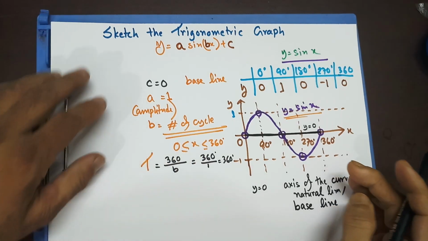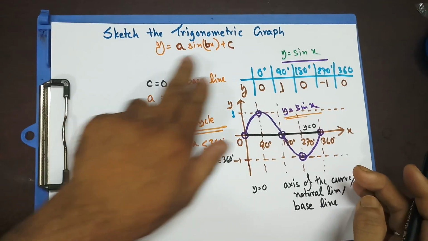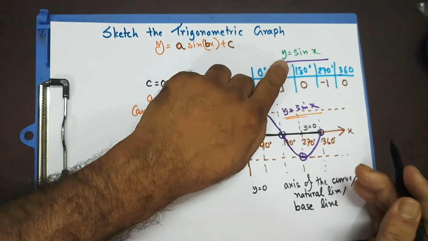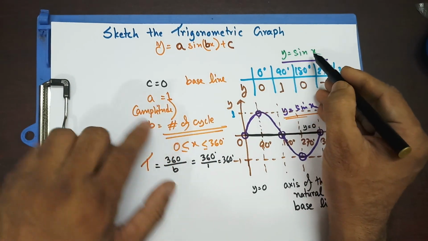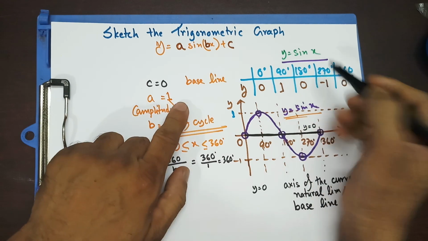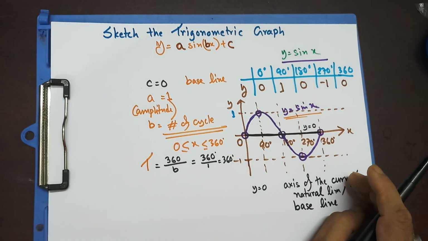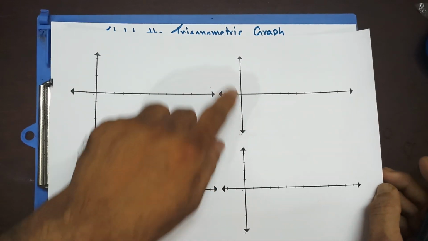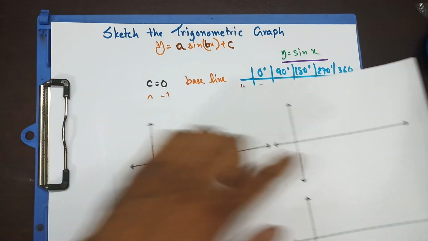Good morning, students. In my last video, I showed you y = a sin(bx) + c, the periodic function, and I sketched the graph y = sin x, where a was 1, b was 1, and c was 0, and the graph looks like this. In this video, I'm going to use this piece of paper that I have just printed with a shape like this. I'm going to draw the graph over here.